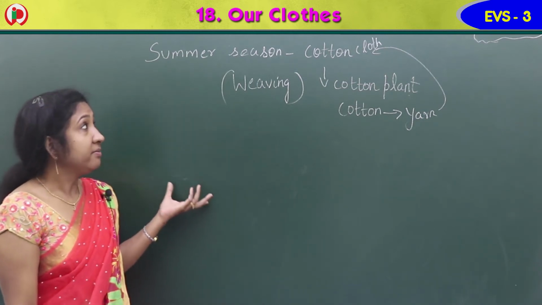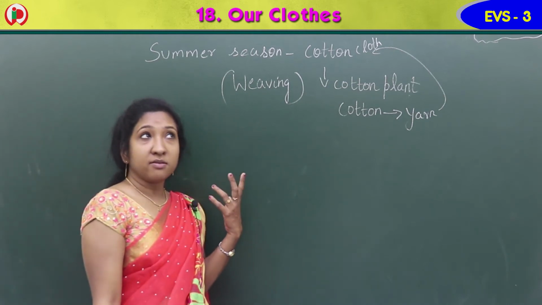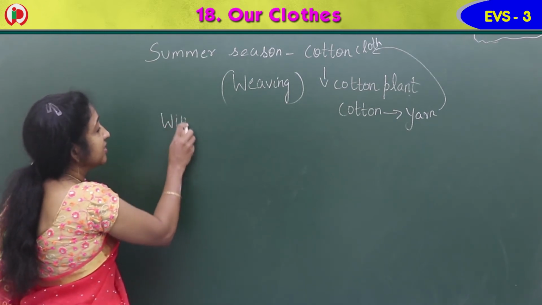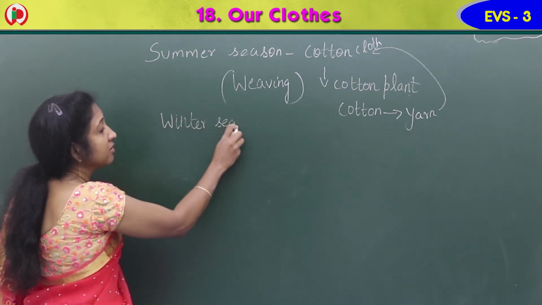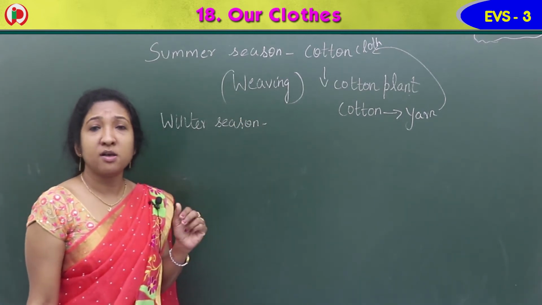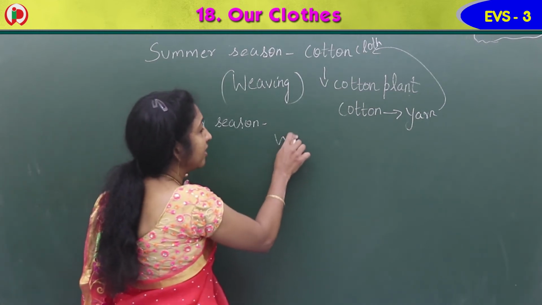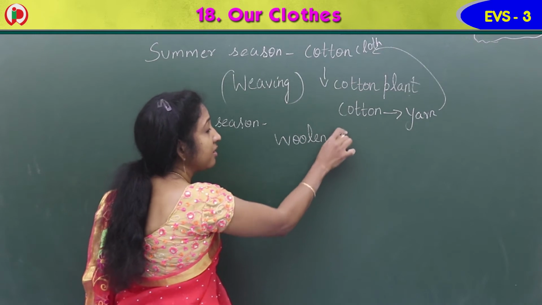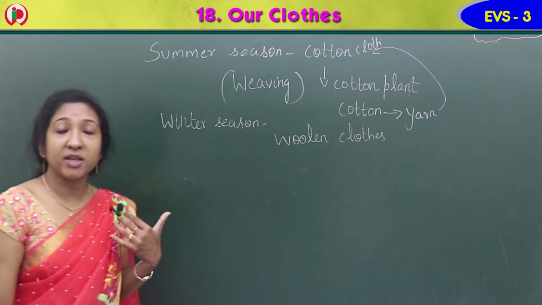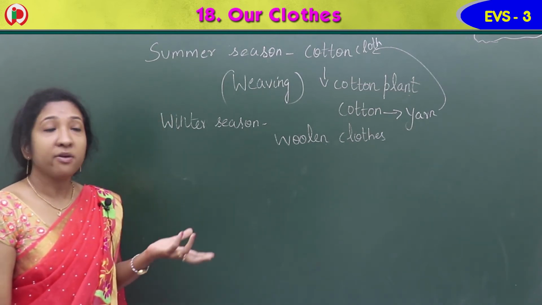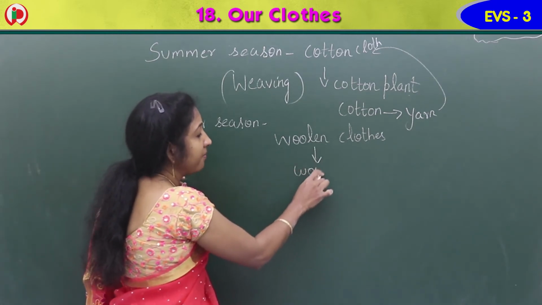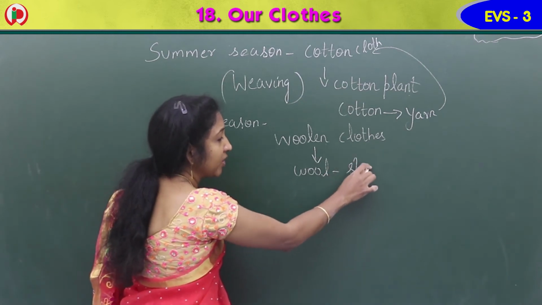Yes. Then we learned that in winter season we wear what? What type of cloth would you prefer to wear in winter season? Winter is so cool, so we wear woolen clothes. We wear woolen clothes in winter because it's so cool, to keep ourselves warm. So wool, we get wool from the animal sheep, isn't it? Yes, we get wool from sheep.